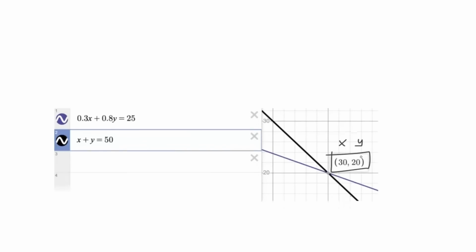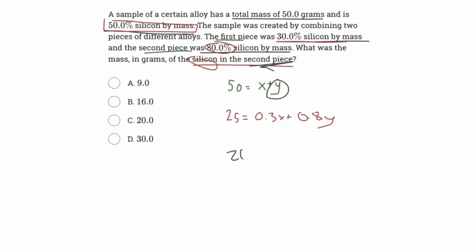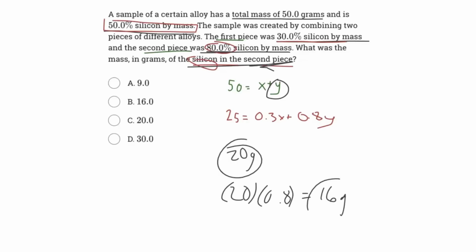And so the total mass of the second piece here is, you can see, 20. So 20 grams is the total mass. This is the total mass, not the mass of the silicon, right? To find the mass of the silicon in the second piece, we need to multiply it by that 80% factor, right? Because only 80% of that 20 grams is actually silicon. So 20 multiplied by 0.8 gives us a grand total of 16 grams of silicon. Therefore, B is our answer.